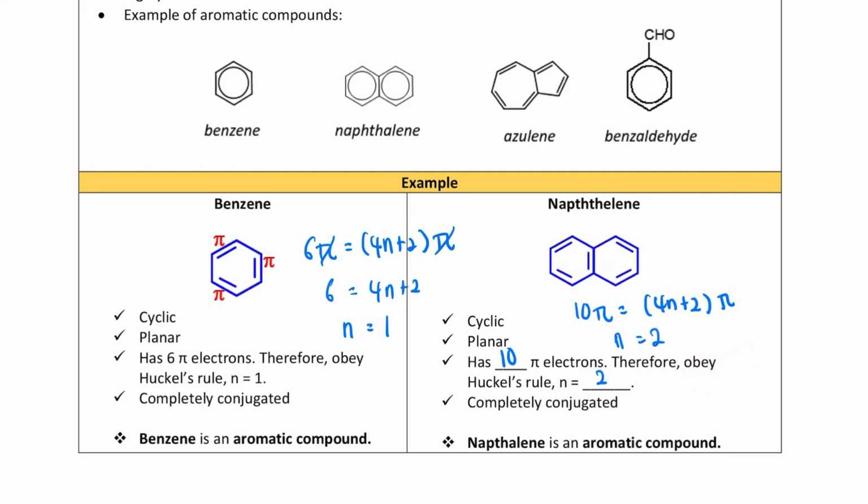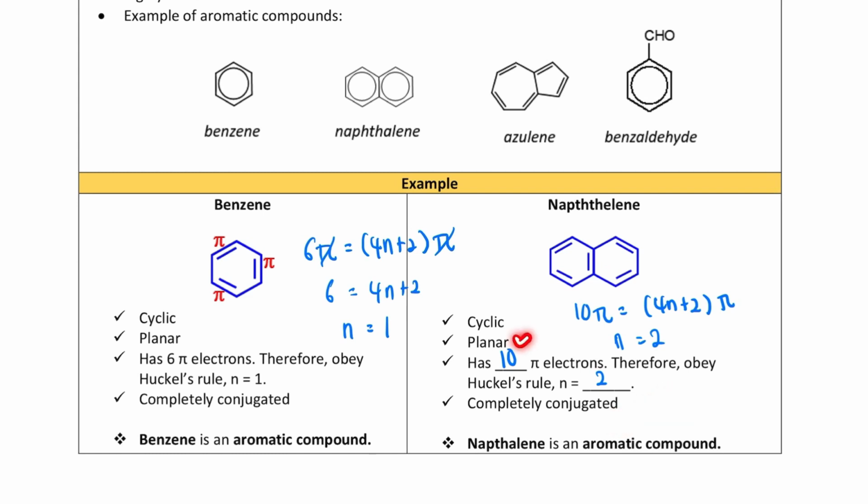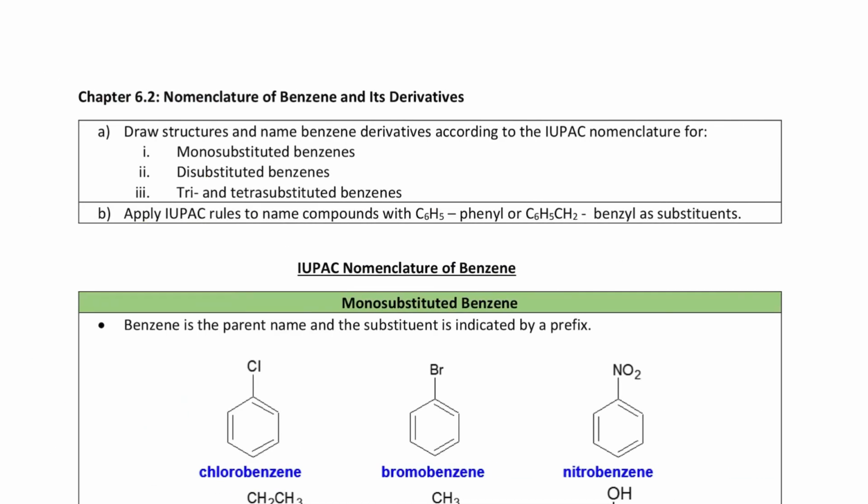Okay. And then, completely conjugated. Betul. Double, single, macam tu lah. Okay. Double, single. And then, the same for this one. Dia selang-seli double, single. So, completely conjugated and planar automatically lah lepas tu. Okay. So, since we obey all the requirement for aromaticity, so, maksudnya naphthalene is an aromatic compound. Alright, so I think that's all for chapter 6.1.